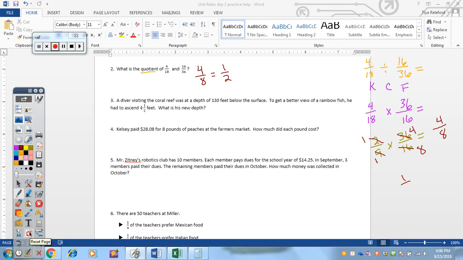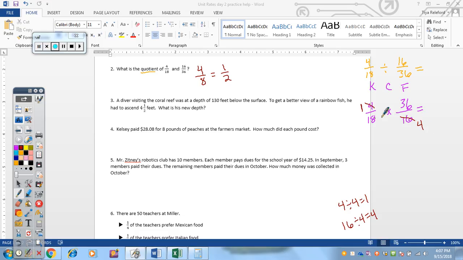If I went too fast, rewind. In fact, I feel like I should back up. Once I get to this part, I can simplify up and down or crisscross. Can I simplify 4 and 16? 4 divided by 4 is 1, and 16 divided by 4 is 4. So I'm going to change 4 to a 1 and 16 to a 4.